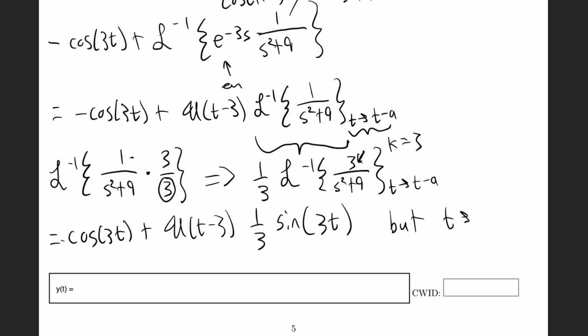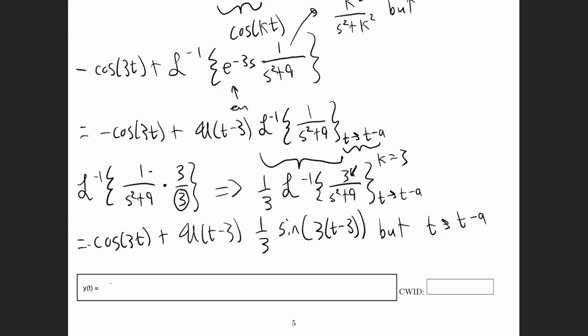But t goes to t minus a, so let's replace this with a t minus a, where a is equal to 3. And that's our final answer. We're going to rearrange it. So it's this Heaviside step function t minus 3 times 1/3 sine of 3 times t minus 3, and then subtract cosine of 3t, and that's our final answer.